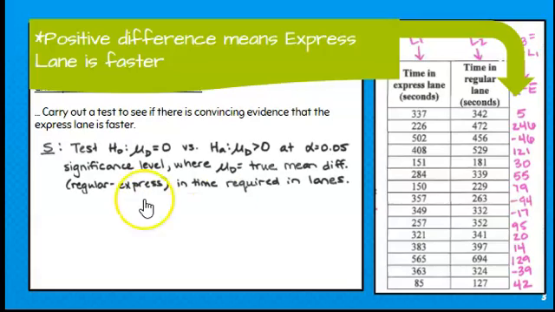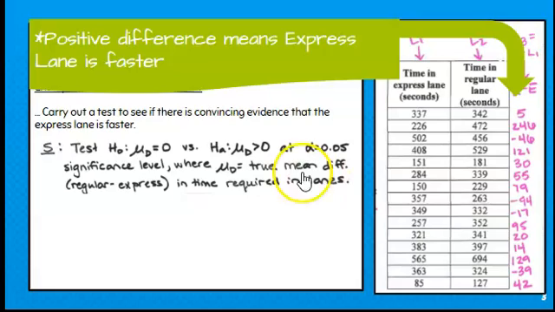So let's state our hypotheses, all right? Now, we test the mean of the differences, notice it's mu of D for differences, versus the null that there is no difference, and the alternative that the difference is greater than 0, meaning a positive difference. That would make the express lane faster. So that's how I determined positive. At the alpha equals 0.05 level, where mu of D, that's not a 0, that's a D, equals the true mean difference, and I designate how I subtracted, regular minus express lane, in time required in the lanes.